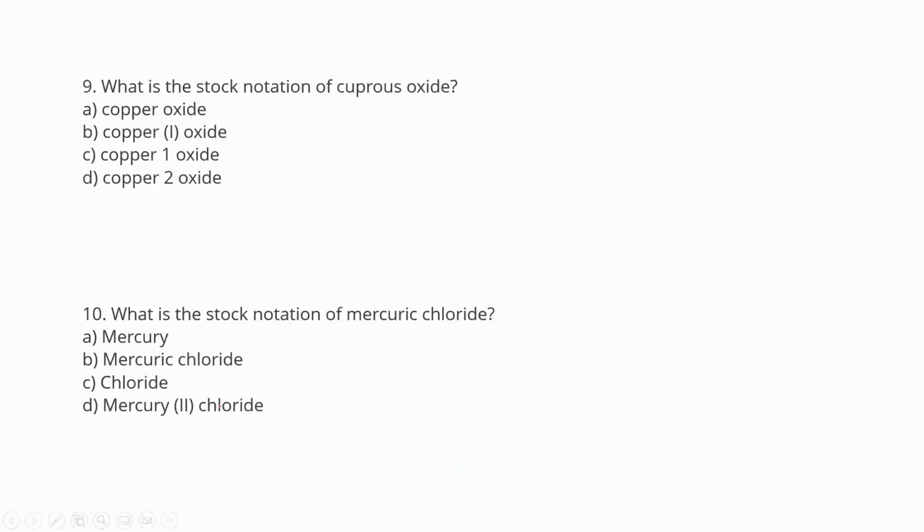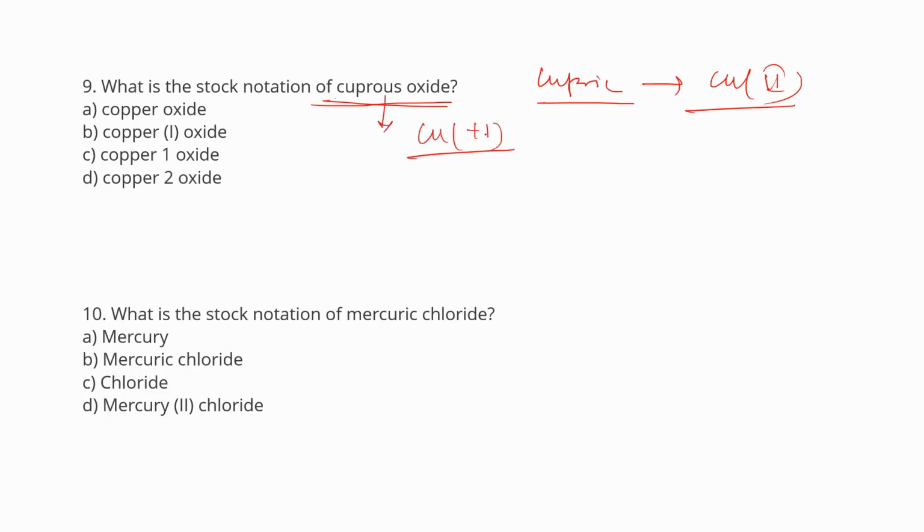Okay. Now there are another two questions. What is the stock notation of cuprous oxide? This is a very important thing. When we see cupric, it indicates that copper has +2 oxidation state. But it is saying cuprous oxide, that means copper has +1 oxidation state. Now it is showing the oxide, that means oxygen is attached here also.